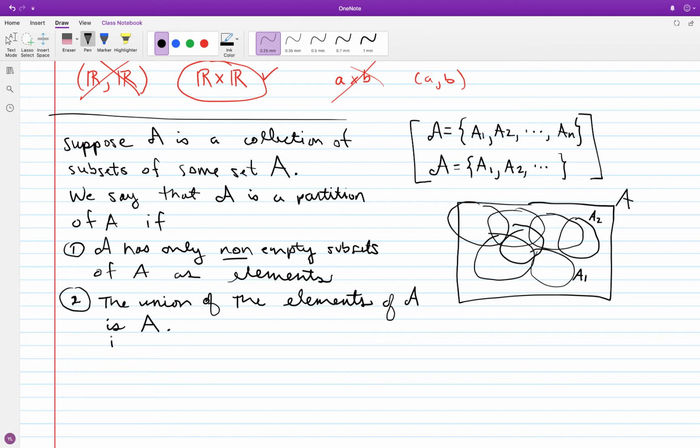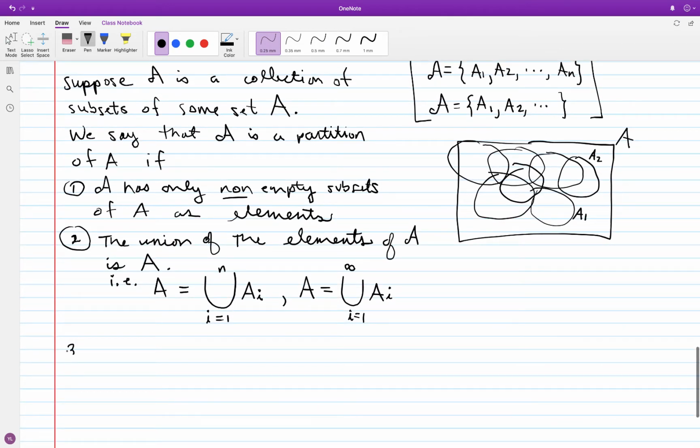So let me just spell this out in the two different situations that I could have here. In other words, A is the union of the Ai's, i equals 1 to n, in the case that curly A is a finite collection of sets. Or if it's an infinite collection of sets, A would be the union, i equals 1 to infinity, of all of them.